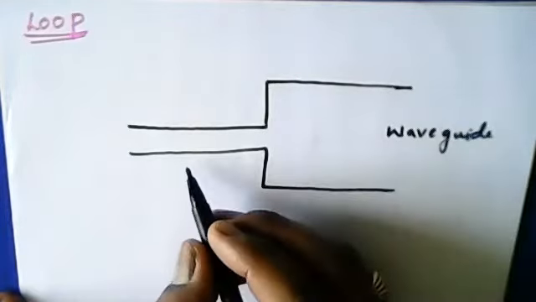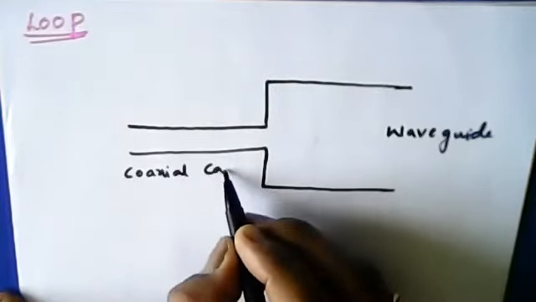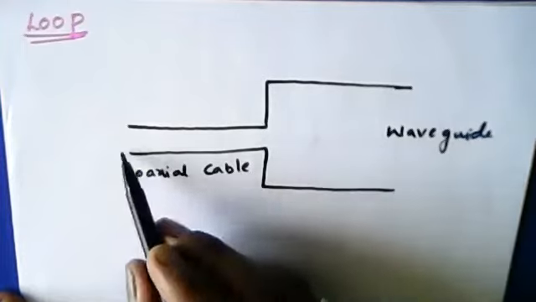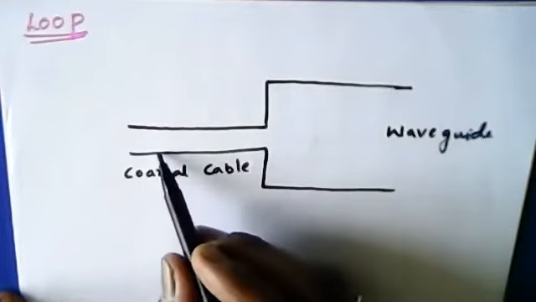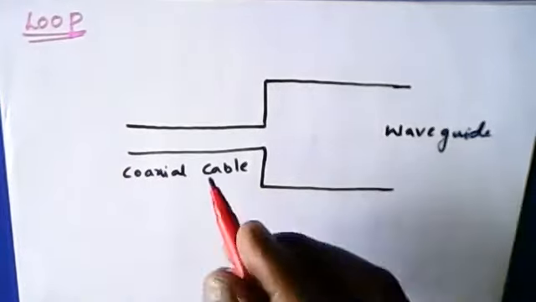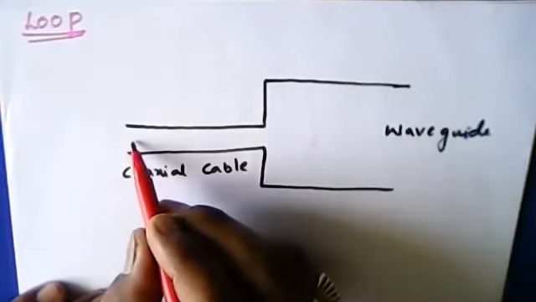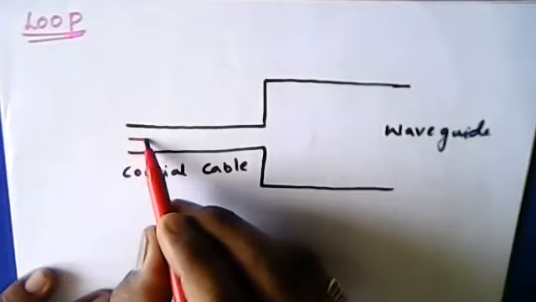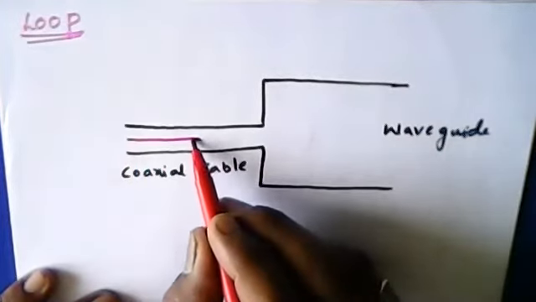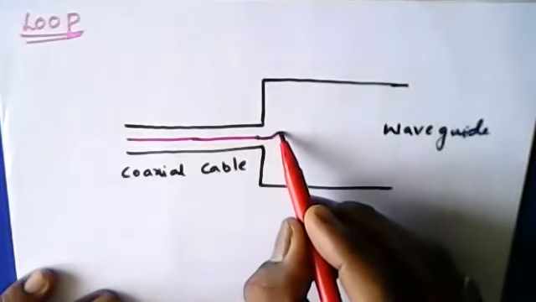Now this is nothing but the outer conductor of the coaxial cable. Apart from that, we have an inner conductor, and as we have seen, the inner conductor was used as a probe there. Now in this case, it has been connected here, and we have the inner conductor. So this is the inner conductor, and after this, it is being placed like a loop.